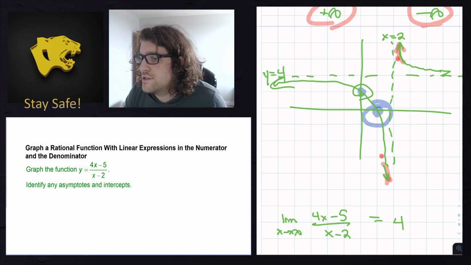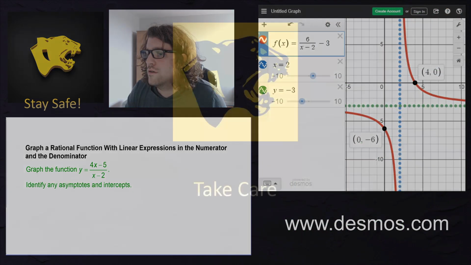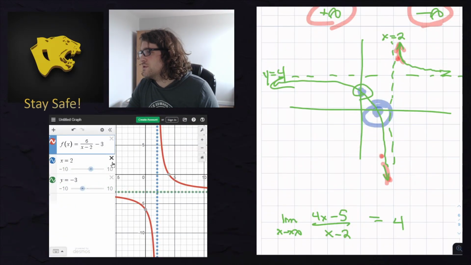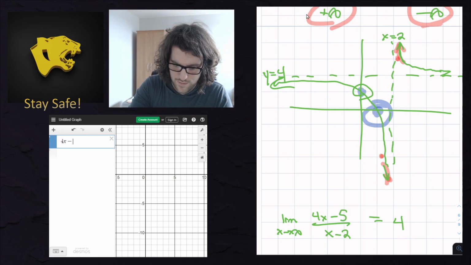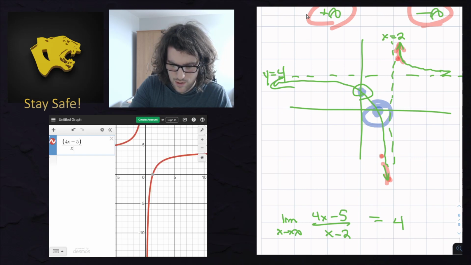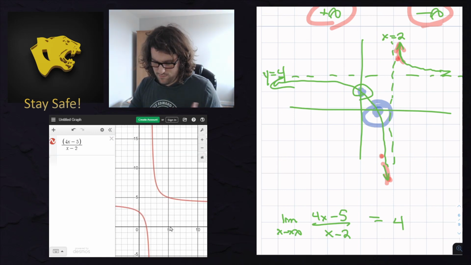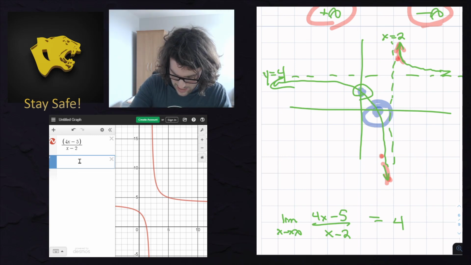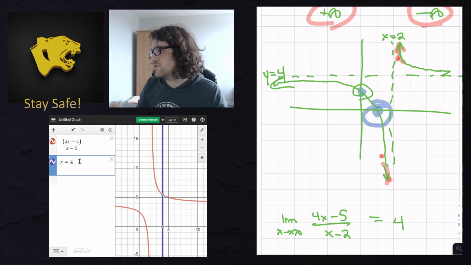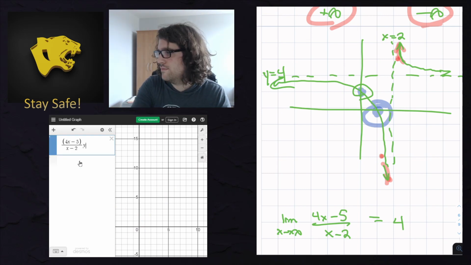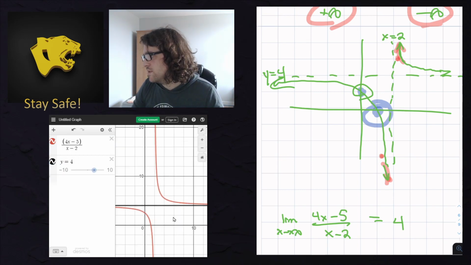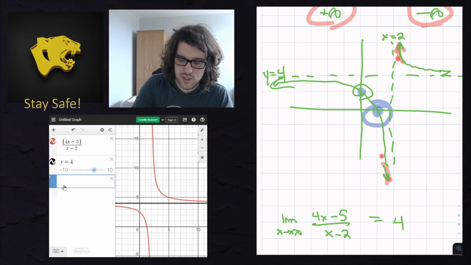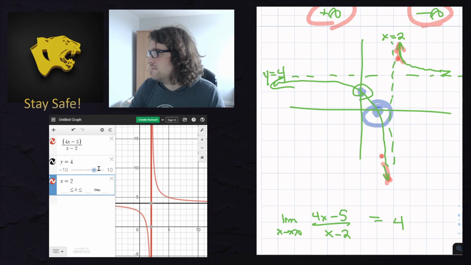If I were to graph it, see how we did. This would be 4x minus 5 divided by x minus 2. It looks similar here and here. However, let's just make sure. We had said that we were going to have a horizontal asymptote, y is equal to 4. That's my fault, y is equal to 4. That looks pretty good. And it was going to be at x is equal to 2 for the vertical one. So that looks good too.